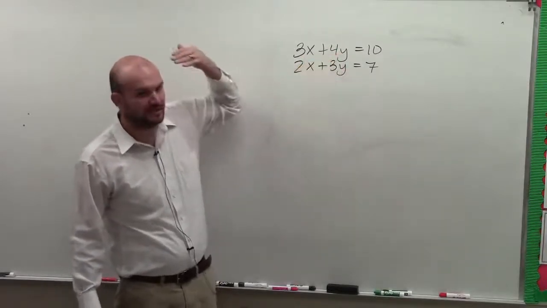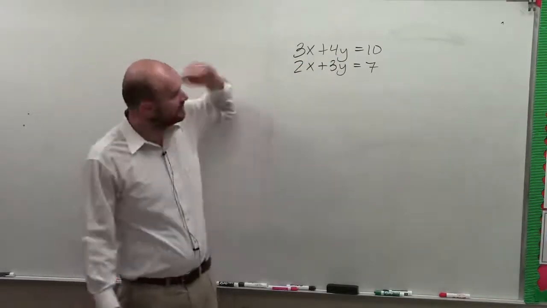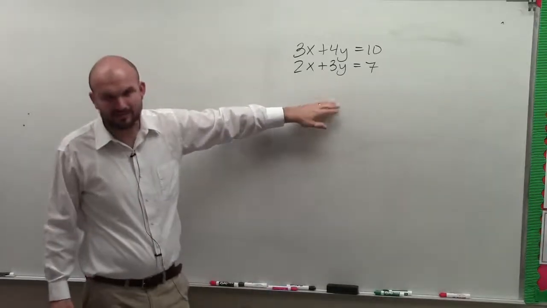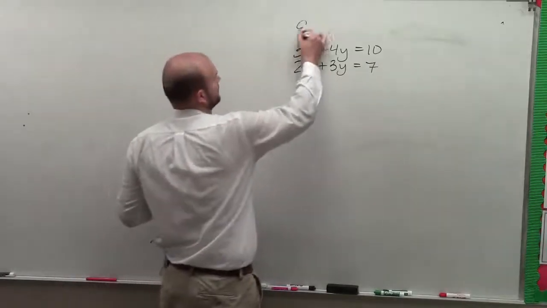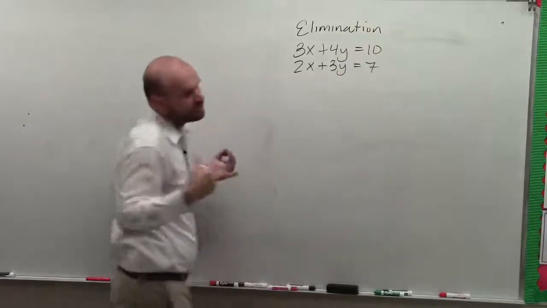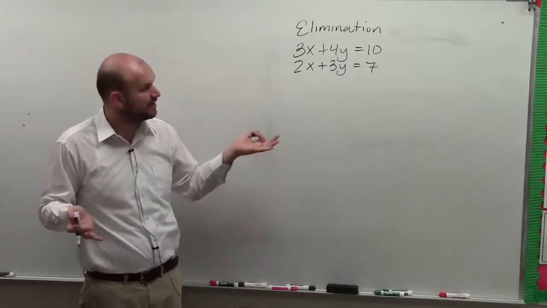If you visually do that in your head, you can see you're going to have some fractions, and that's probably not going to be much fun to work with. So the other method is elimination. Using elimination, what we're going to do is add or subtract our equations to eliminate one of the variables.